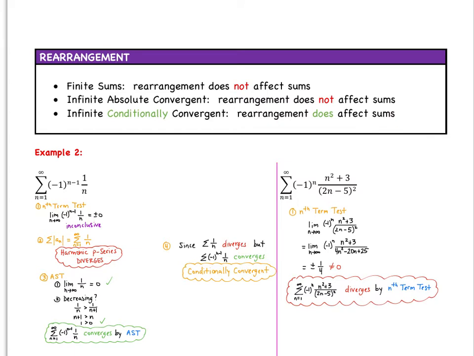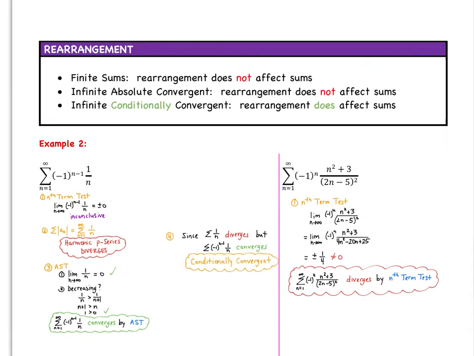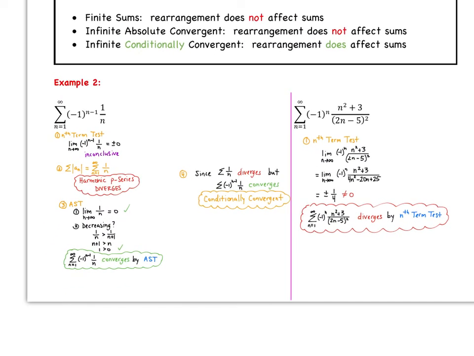Remember, conditionally convergent would mean that it diverges for the absolute value, but it converges under the alternating series test. So there are different aspects. If we rearrange things, that does affect the overall sum. But let's look at a couple more examples of going through the process using our process for converge and diverge.